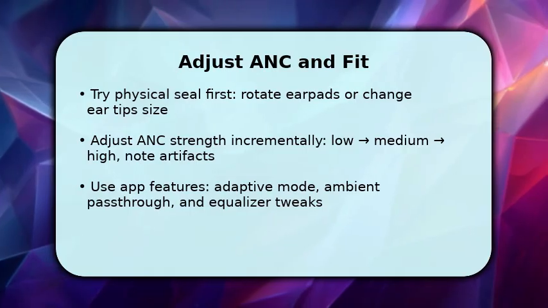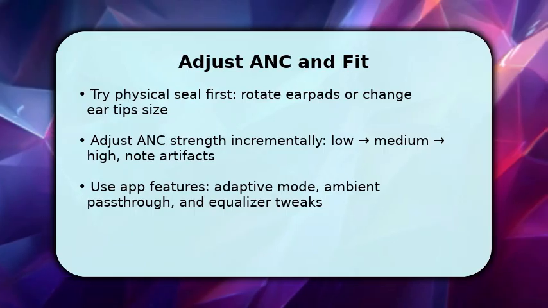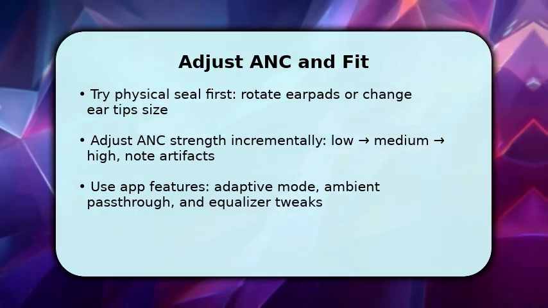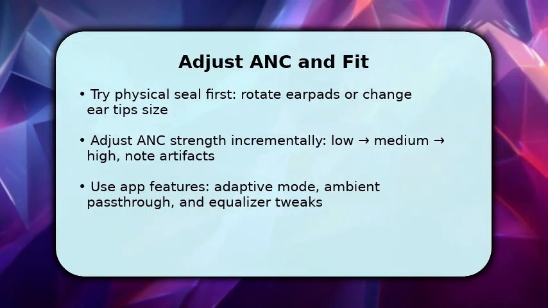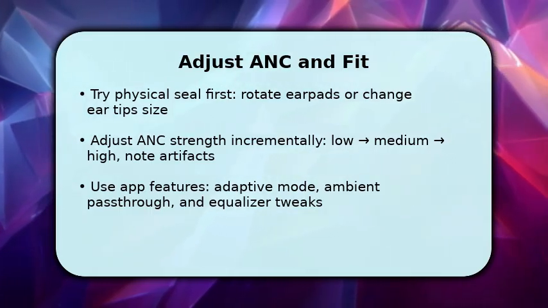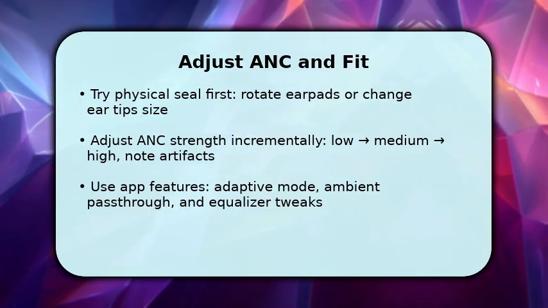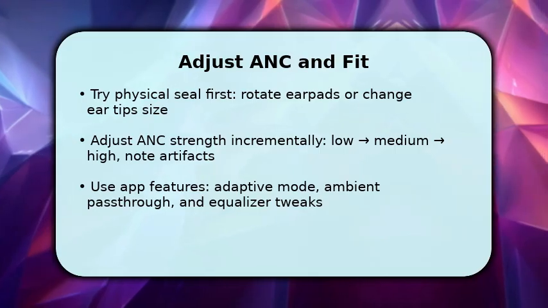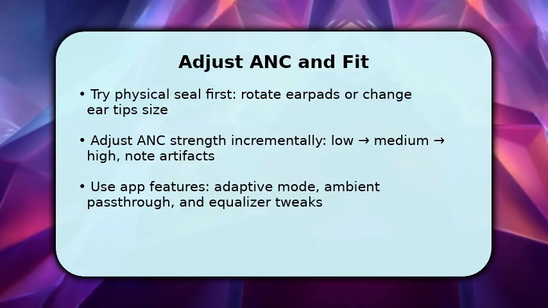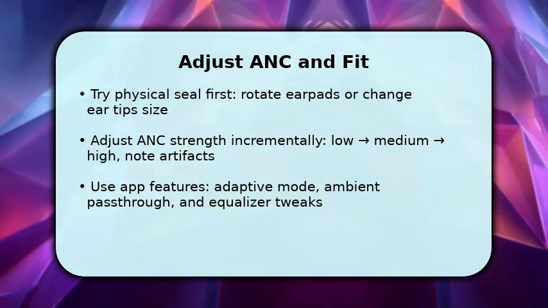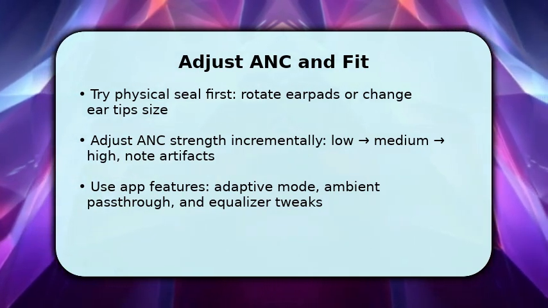Next, focus on physical fit and ANC tuning because fit often trumps algorithm tweaks. You should test different ear tips or reposition pads until outside sound reduces significantly without strain. Then adjust ANC strength in small steps. Listen for pressure, breathing sounds, or hiss. Back off if artifacts appear. Make use of adaptive or environmental modes in the app and briefly enable ambient pass-through to verify situational awareness. Continue alternating fit adjustments and ANC settings until the balance of comfort and isolation is optimal.